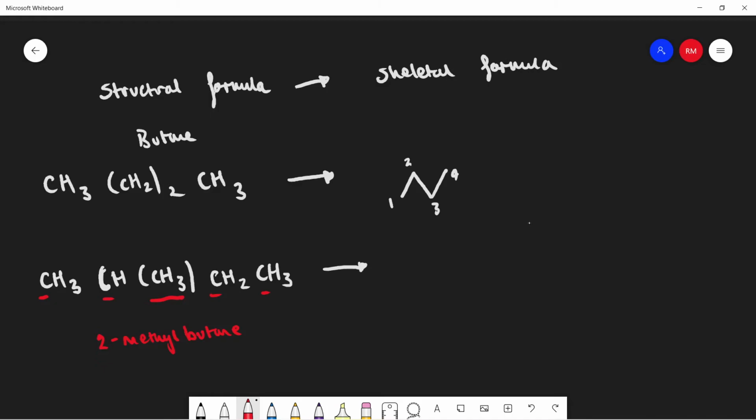Now, let's go ahead and draw the skeletal formula. Here's our 4 carbon base, just as above, but on the second carbon, we are drawing our methyl. We have our 1, 2, 3, 4, and then our 5th carbon here.